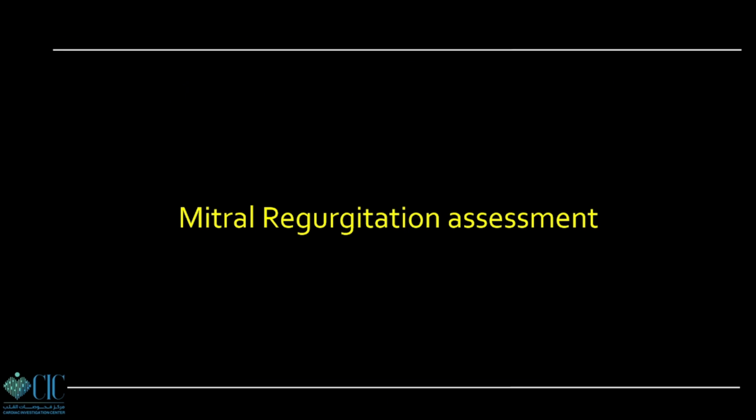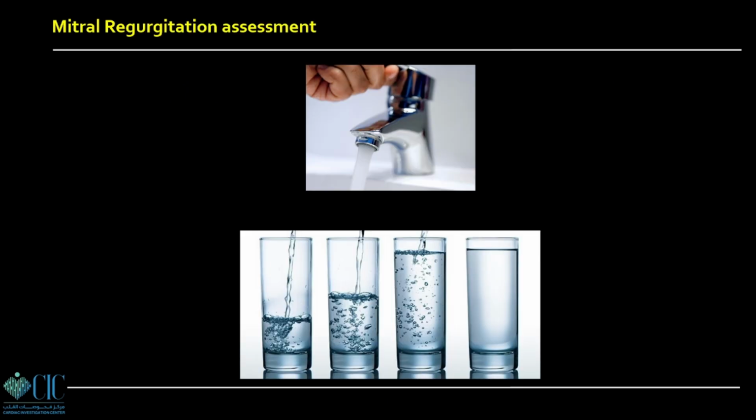The last thing, but not the least, is the mitral regurgitation assessment. All these patients were assumed to have severe mitral regurgitation, but this is not the case in many patients. See this example. If you get a water tap and you open the tap and put some cups below this tap with a continuous flow, if you put the first cup for 1 second and then remove it, 2 seconds, 3 seconds, the longer the duration, the more volume it will accumulate.